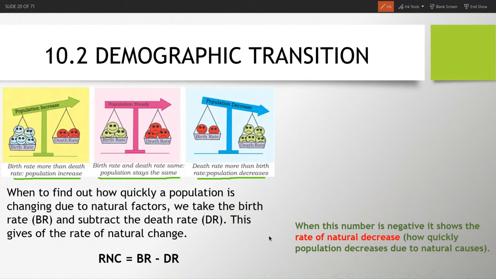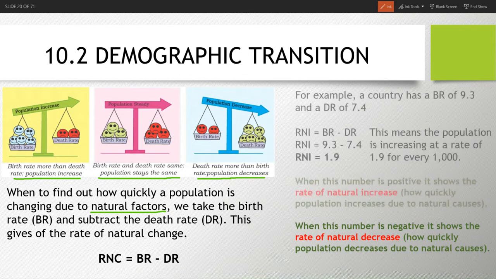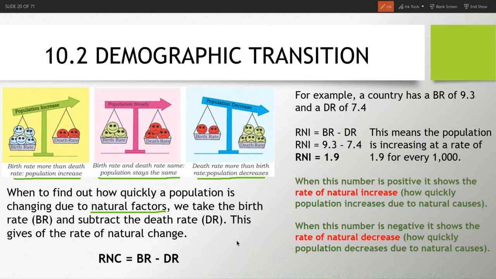So when we want to find out how quickly a population is changing because of these factors, birth rate and death rate, we will consider those natural factors. We will often take the birth rate and subtract the death rate, which is really what we're doing in these visuals above. And that will give us a number called the RNC, or the rate of natural change. The rate of natural change can be positive or negative, and it can be higher or lower depending on the situation.